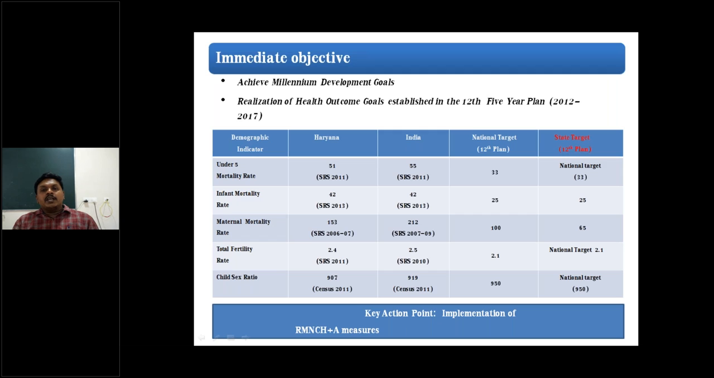This is the immediate objectives given in 2012 to be achieved by 2017. So to achieve the MDG, that is the Millennium Development Goals, and the realization of health outcome goals established in the 12th 5-year plan, just as I explained earlier: decreasing the infant mortality rate to 25 per 1000 live births, decreasing the maternal mortality rate to 100 per 1 lakh population by 2017, and taking the total fertility rate to 2.1 by 2017. So here, see what they have given.